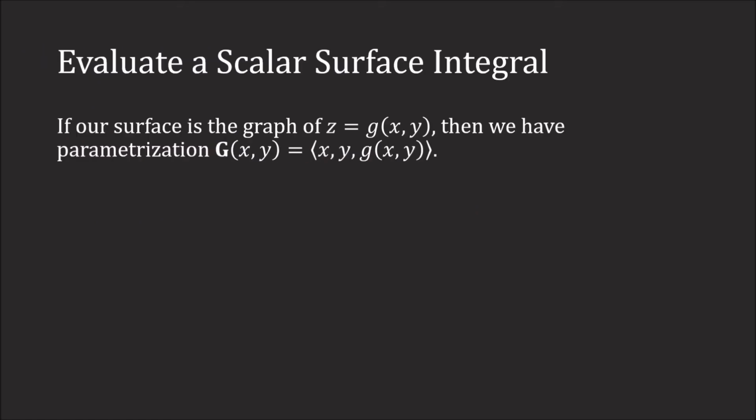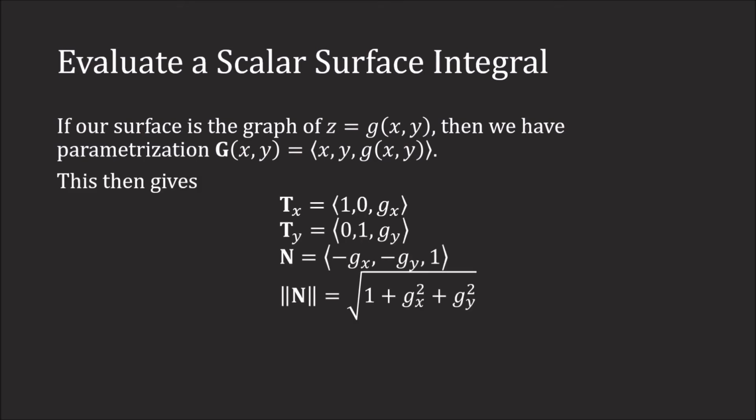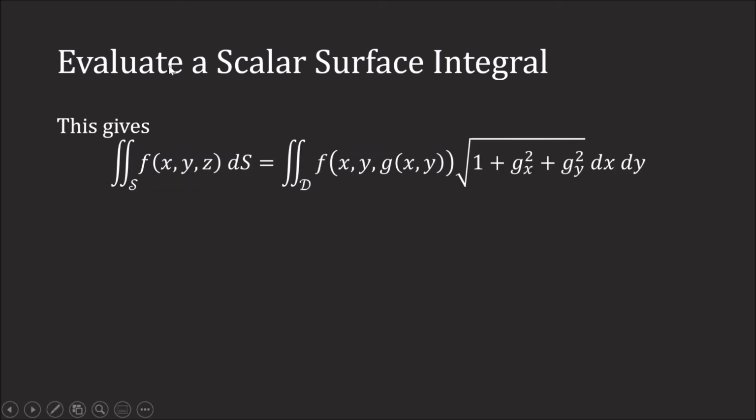Now if our surface happens to be a graph z equals g of x, y, then recall that we'd have the parameterization x, y, g of x, y. This would give this here. So instead of doing what we did previously, we could just use the norm of n as the square root here, and then plug it in. This is how we would go ahead and evaluate it. Keep in mind this is only if the surface is the graph of a function g of x, y.